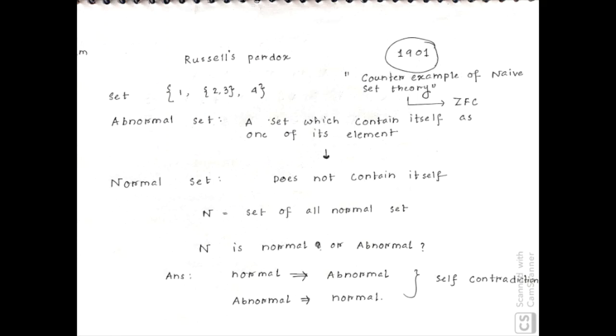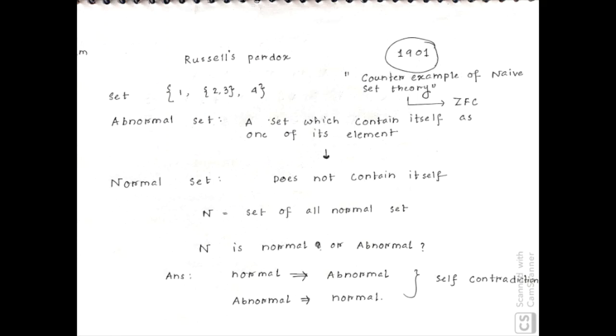Let us consider the first case. Our question is, is N normal or abnormal? At first, we assume N is normal. So N is a normal set. But what is N? N is the set of all normal sets. So N should contain itself, because N is a normal set. And this implies N is abnormal, because it contains itself. So we have assumed that N is normal, and we come to the conclusion that N is abnormal. The proof is very simple.